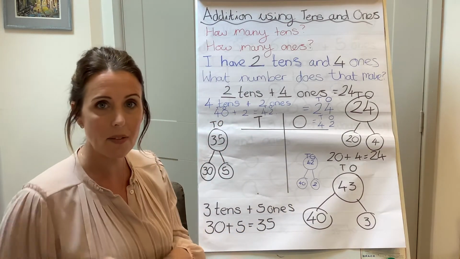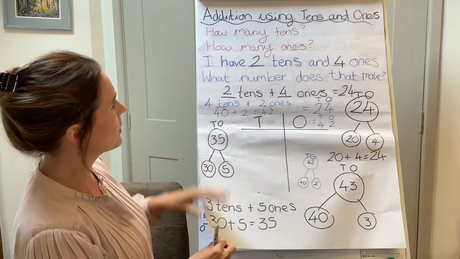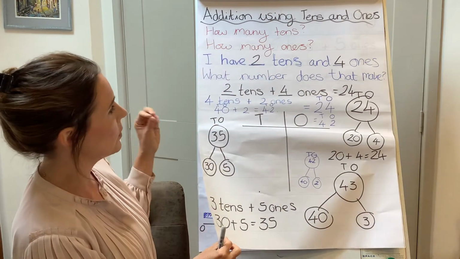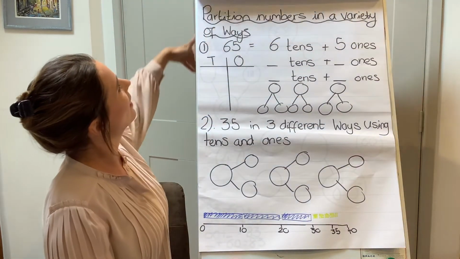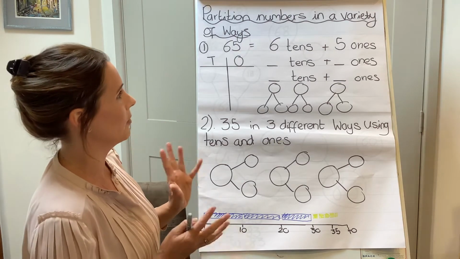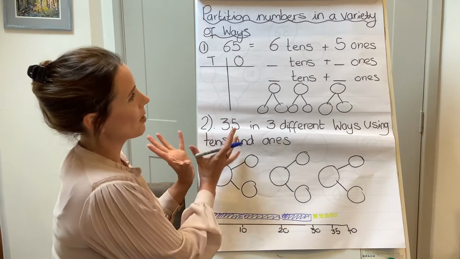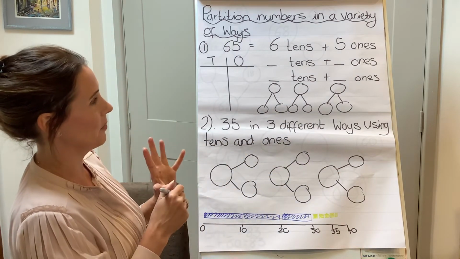Okay, in the activity section, in the description, there'll be some practice at adding using tens and ones, so have a go at those. The next thing we're going to look at is partitioning numbers in a variety of ways. So not just in straight tens and ones, but numbers can be mixed in different ways.